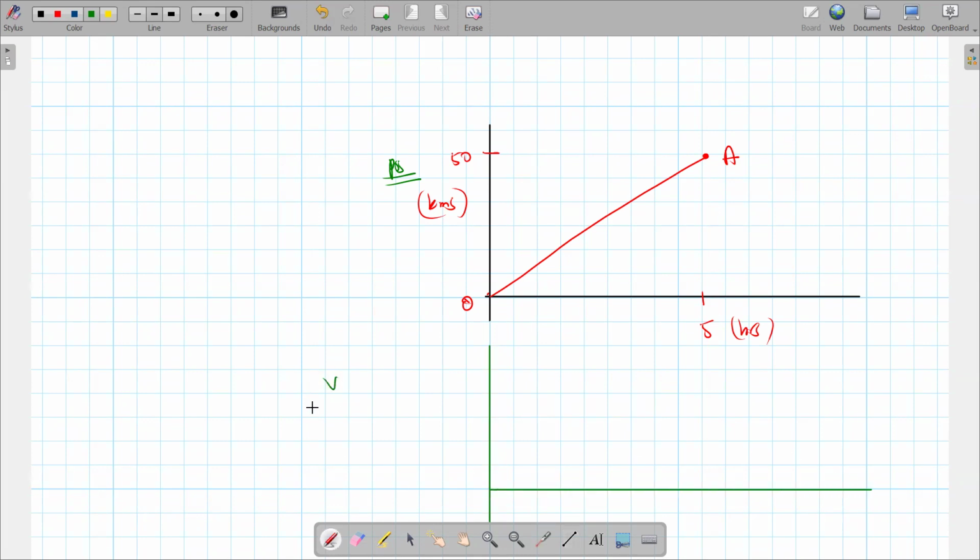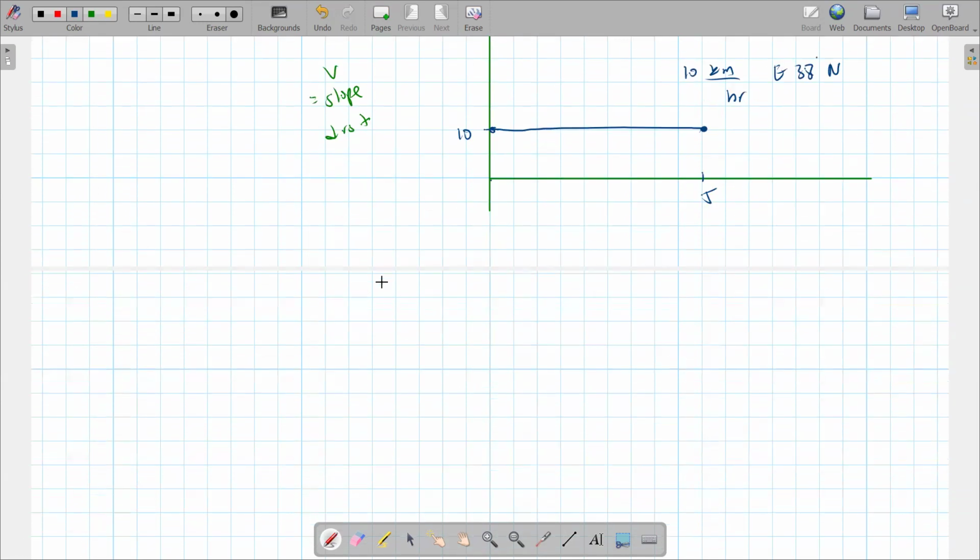Velocity is the slope of the distance versus time curve. The slope here is constant. We start here, we go to 5, and the slope is consistently 10. So the velocity of this individual was 10 kilometers per hour. We need this angle. Let's say it's 38 degrees. So it's 10 kilometers per hour, goes east first, then 38 degrees north. That would be the velocity.